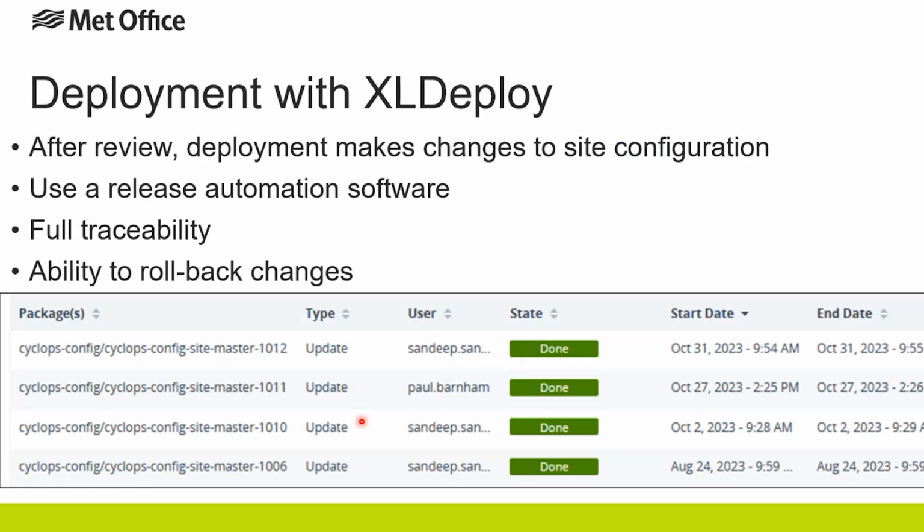So after the changes have been approved by a network specialist, we then need to do a deployment to actually make the changes to the site configuration. So we use a release automation software called Excel Deploy, and this gives us full traceability of exactly what's been applied and exactly when it's been applied. And then also we have the ability to roll back changes quickly and easily, so we can always roll back to a good known state.